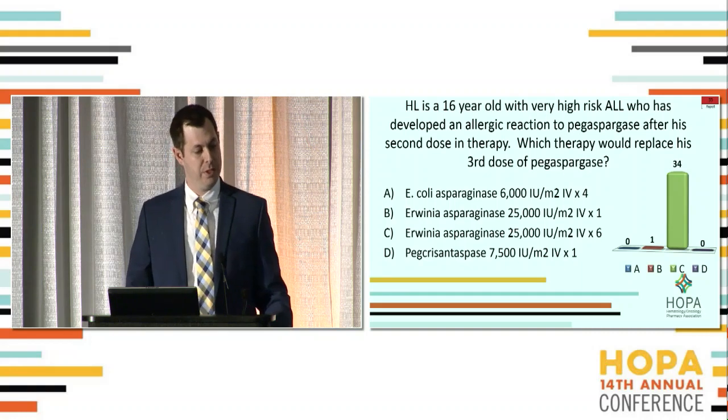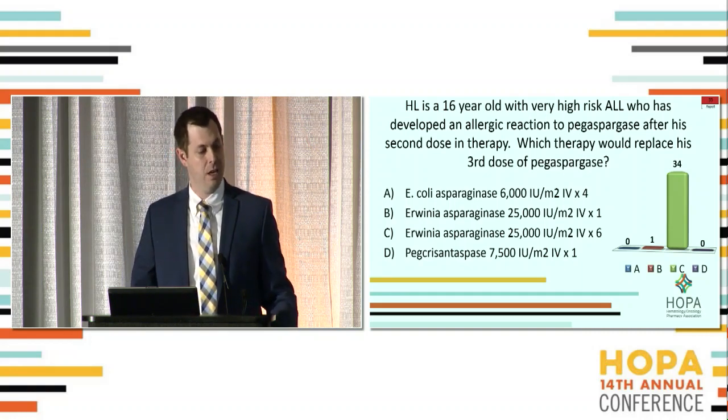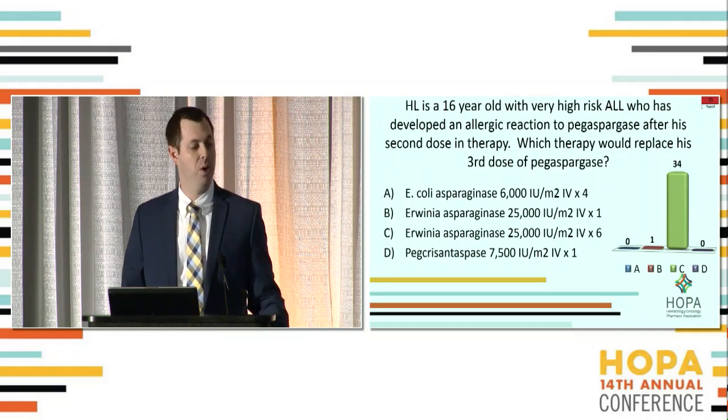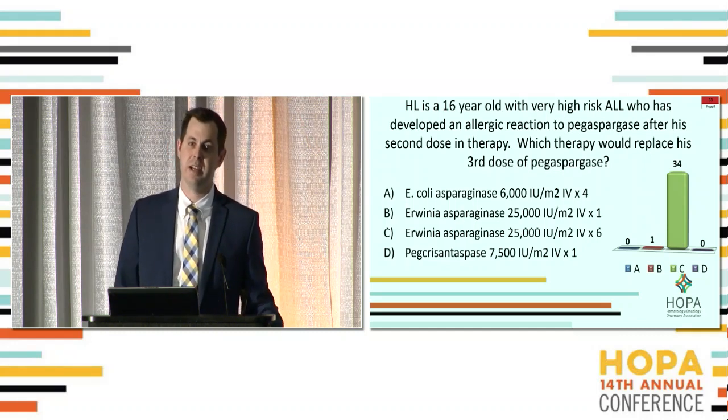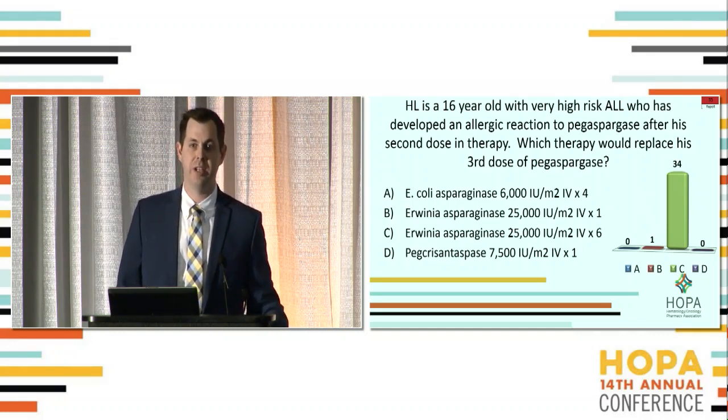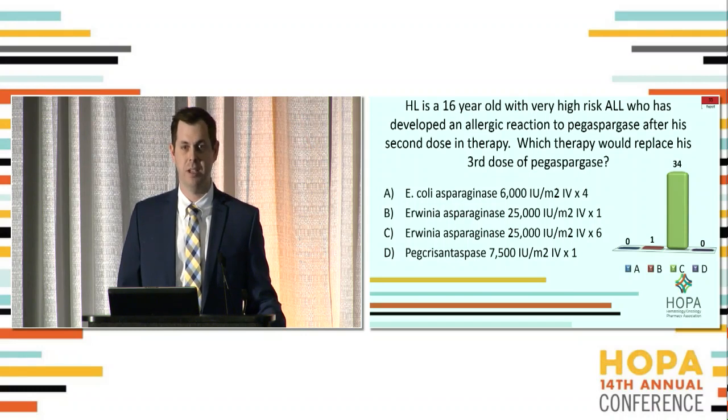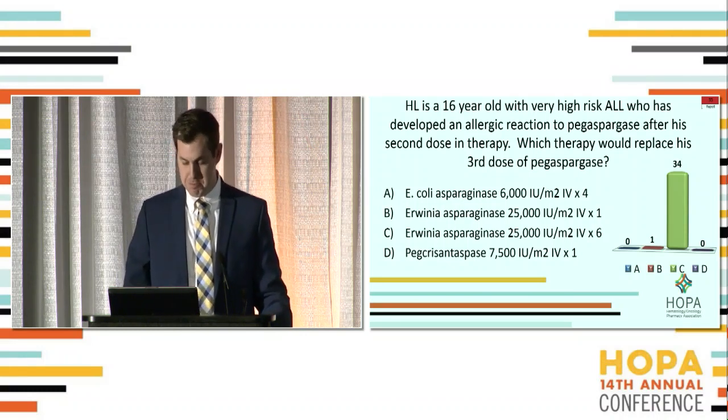Perfect. So the correct answer is C. Remember, A is incorrect because E. coli is no longer commercially available. B is incorrect because it does take 6 doses of Erwinia asparaginase to replace 1 dose of PEG asparaginase. C is correct, and D has not made it to market. They are kind of going back to the drawing board on the pegylated Erwinia asparaginase.